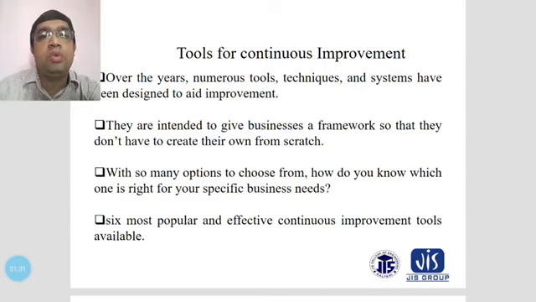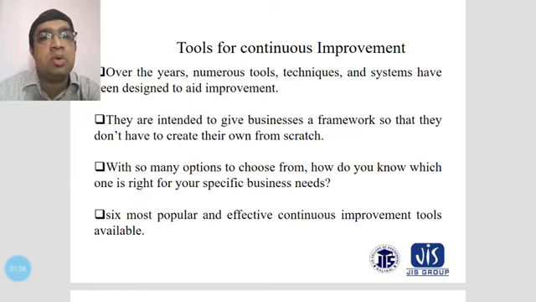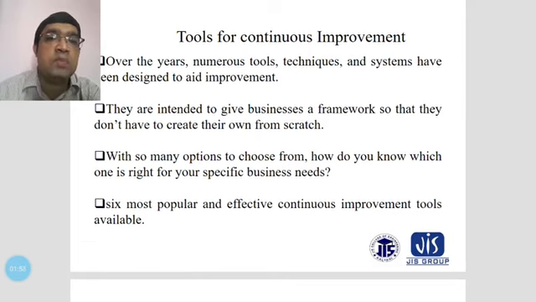Then a few tools will be applied, and different techniques will also be included in the systems. Basically, they are intended to give the business a framework, so that they do not have to create their own from scratch. Another thing is that there are so many options to choose from. How do you know which one is right for your specific business needs?